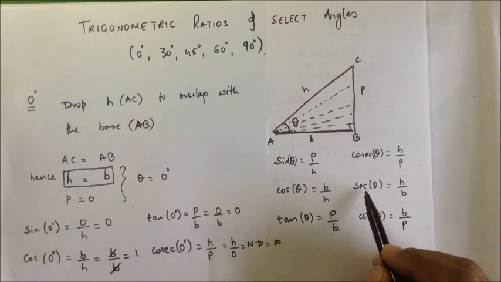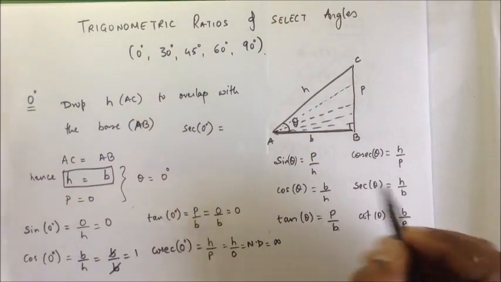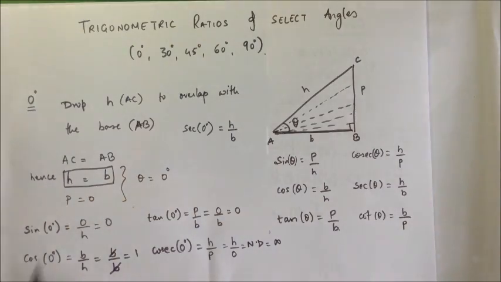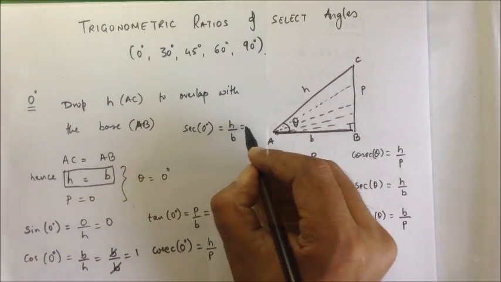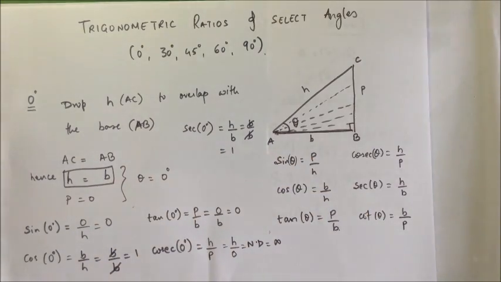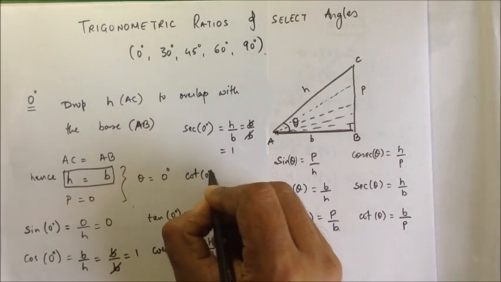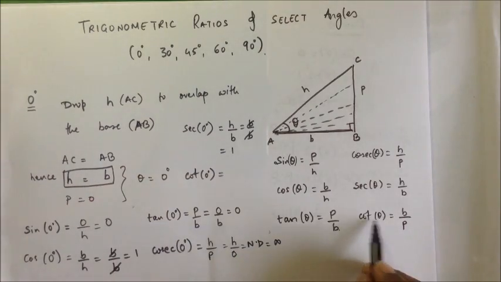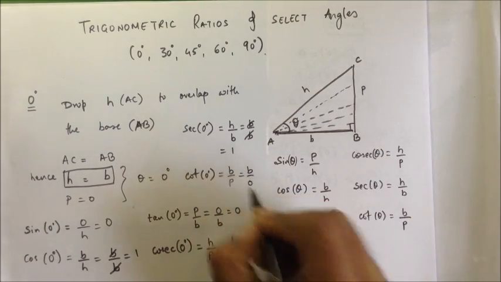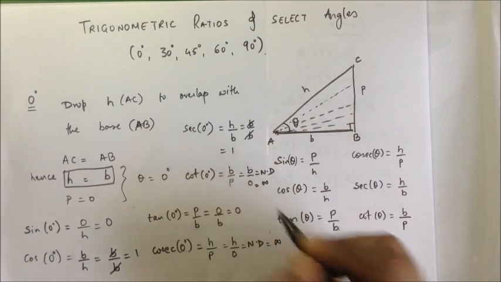The next is sec. Now sec is the ratio between the hypotenuse and the base. The hypotenuse and base have become equal, so I can replace h by b, and this would get cancelled, hence the answer is 1. And the last is cot of 0. Cot is the ratio between base and perpendicular. The perpendicular has become 0. Anything upon 0 is not defined or we'll consider it to be infinity.